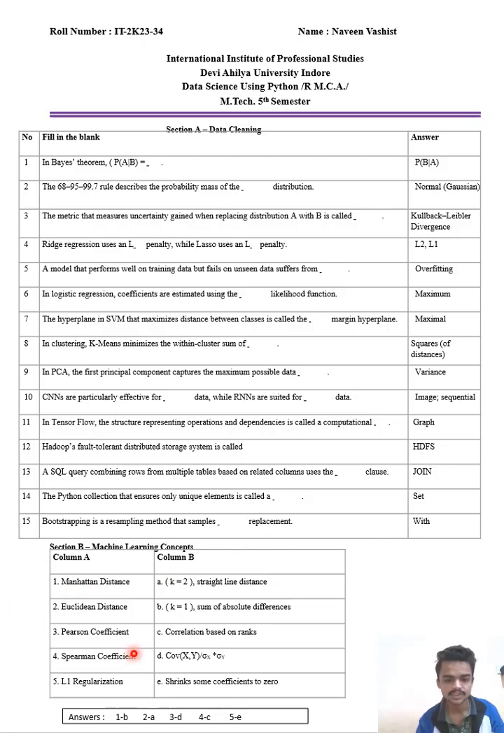So now we have to match the columns based on machine learning concepts. The first, Manhattan, will be matched with k equal to 1, sum of absolute difference, and Euclidean distance will be matched with k equal to 2, straight line distance. Pearson coefficient will be matched to covariance of x comma y divided by sigma x sigma y, whereas L1 regularization will be matched to shrinks some coefficients to 0.